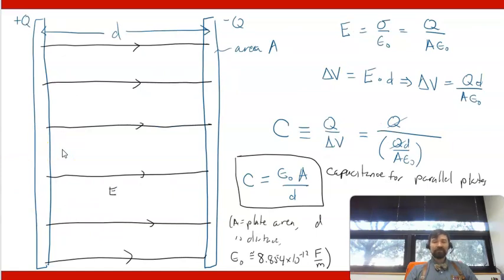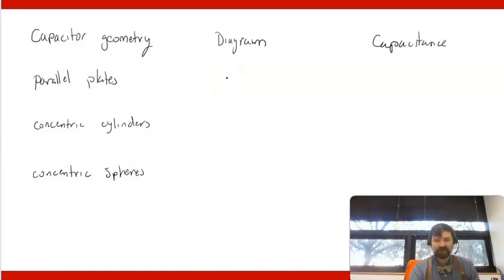We can also, in principle, do capacitance for other geometries, but we can't really derive it without making use of calculus. So here's a set of different geometries. The parallel plates basically means that you have one here and you have one here, and each one has an area A. They're separated by distance D. The capacitance again is C equals A over D times epsilon naught.